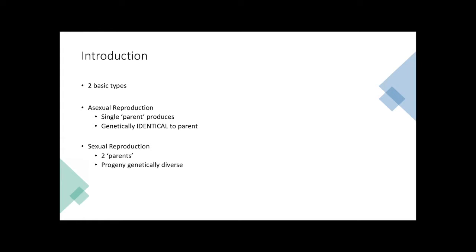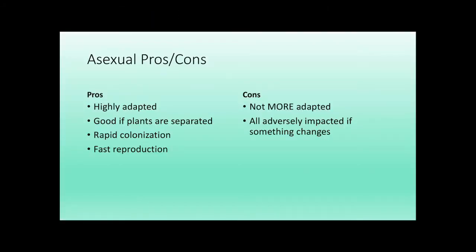And then there's sexual reproduction, where you have two parents, a male and a female is how we typically think of it. And those progeny are genetically diverse. In other words, each child, each baby plant is a little bit different from the parents. Just kind of how it works in animals. There are pros and cons to both of these.